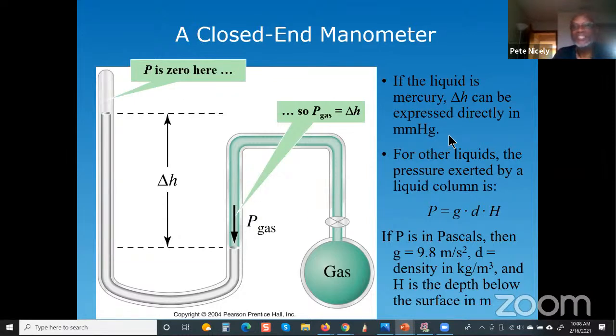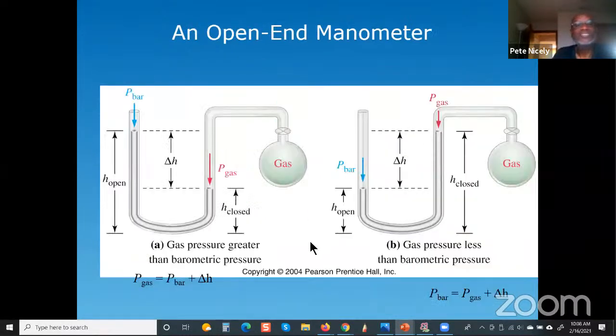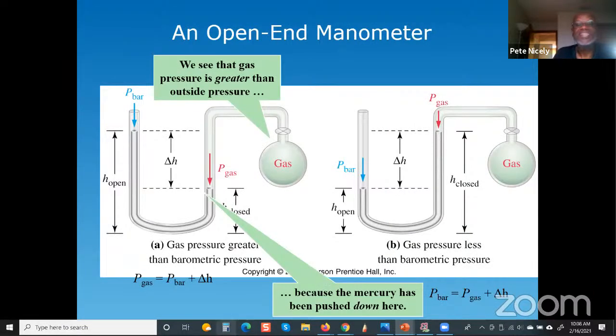But there's also another type of manometer, which is known as the open end manometer, right? And here we have in this particular slide, two situations where you have an open end manometer. So in the case of an open end manometer, you have the U-shaped tube, but this end is open. The other end, as before, is connected to the container, which has a gas. And in this particular case, for this setup on the left, when the gas is allowed to flow through, it exerts pressure right here, right?